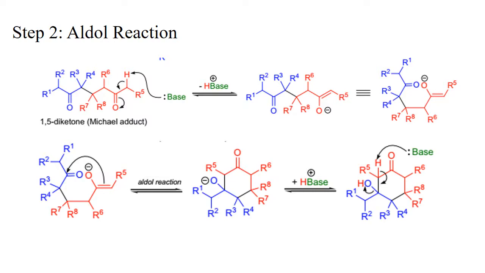So what is the difference between Michael addition and Aldol reaction? The first difference: the enolate in Michael addition attacks at a beta carbon of alpha beta unsaturated carbonyl compound, but here the enolate attacks at the carbonyl carbon. And the other difference: the product of the Michael addition is 1,5-diketone, but here in the Aldol reaction the product is beta hydroxy ketone.